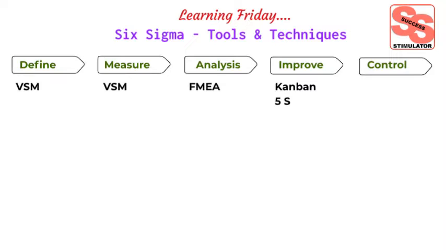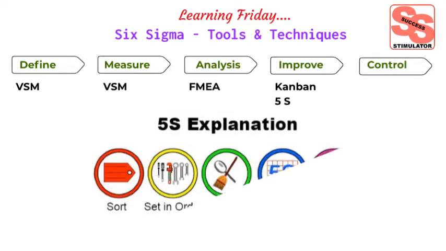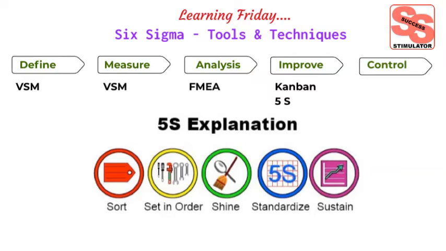Next technique is the 5S system. The 5S system is a simple workplace organization method that aims to create a clean, organized, and efficient environment. The 5S system, originating from Japanese manufacturing techniques, focuses on 5 key principles: sort, set order, shine, standardize and sustain.